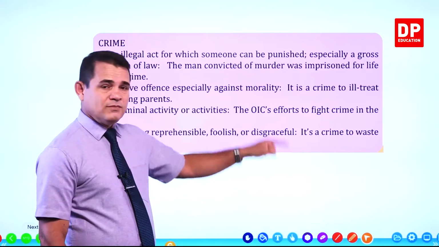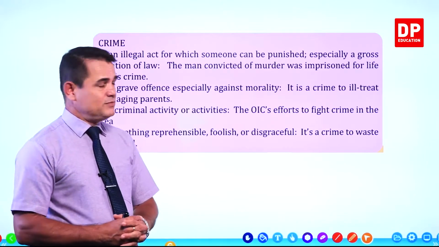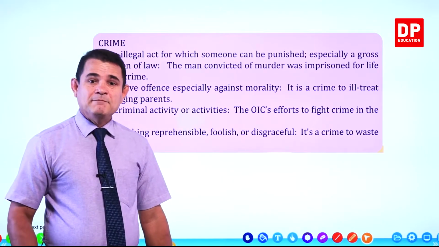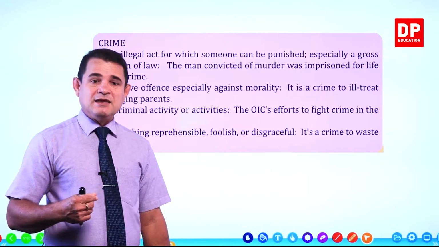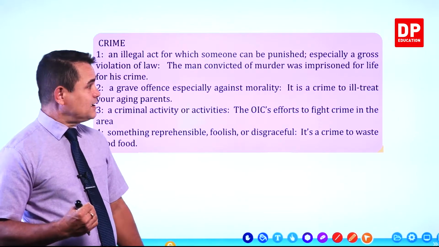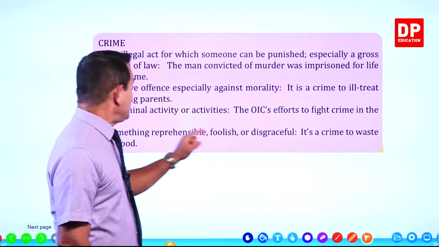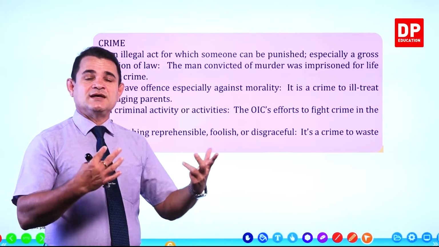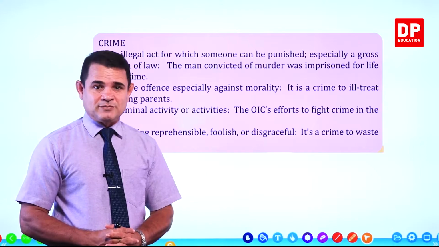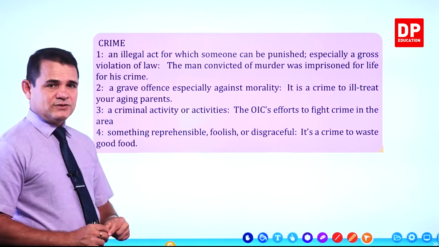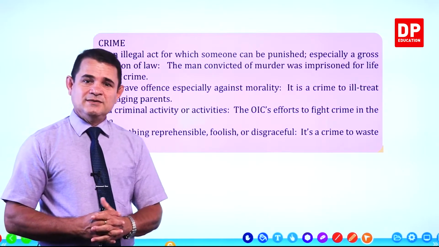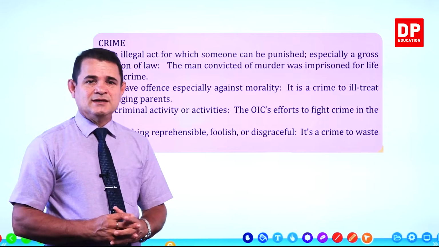The man convicted of murder. Murder, killing a person. The person who committed murder was imprisoned. Imprisoned, prison. Imprisoned, put in prison. So the man convicted of murder was imprisoned for life, for his crime. He received a prison sentence. So you see you are going to learn some new words related to this topic also. That is the example given. Killing another person is actually a total violation of law. So it's violated, right?